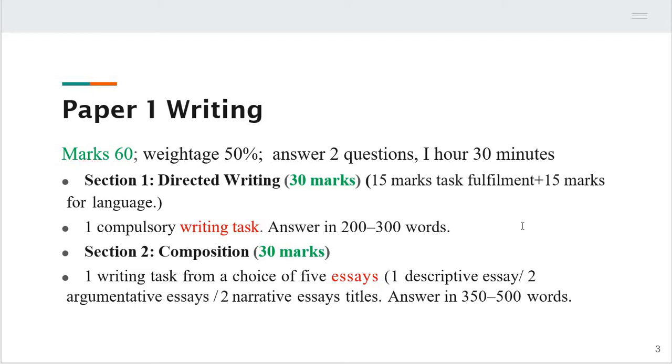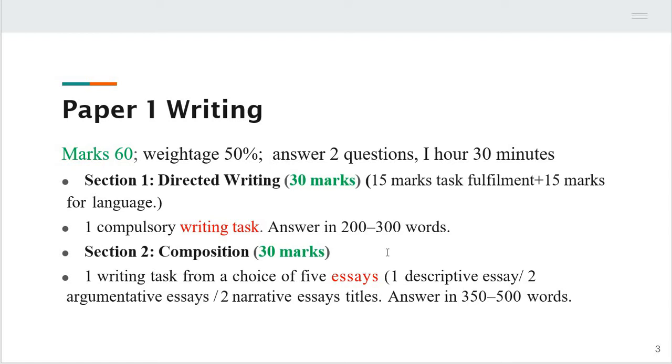Section 1 consists of directed writing and it covers 30 marks. 15 marks are for fulfillment of the task and 15 marks have been allocated for language accuracy. One compulsory writing task, and the answer should be 200 to 300 words. Obviously, students should follow the upper limit of words.